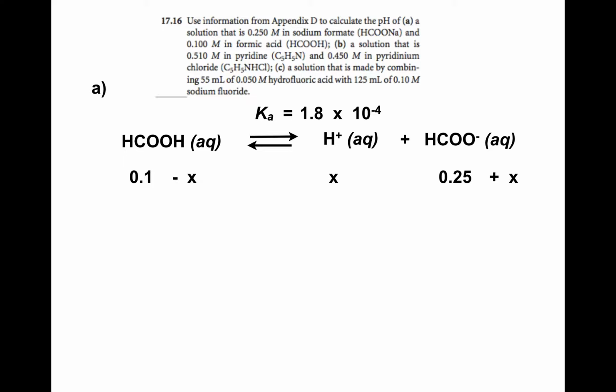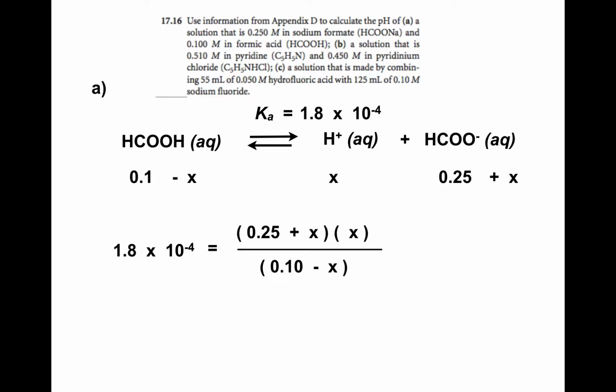I don't have to think about the change in the concentration of formic acid or the change in formate. I can just plug these concentrations in and solve for X. So 0.1 times 1.8 times 10 to the minus 4, the Ka for formic acid, divided by 0.25 gives me X. Take the negative log and get the pH.